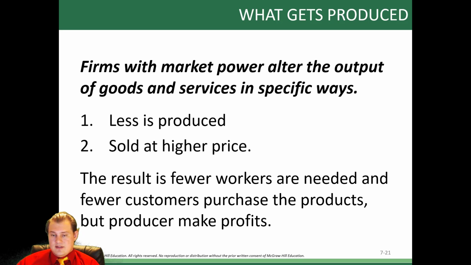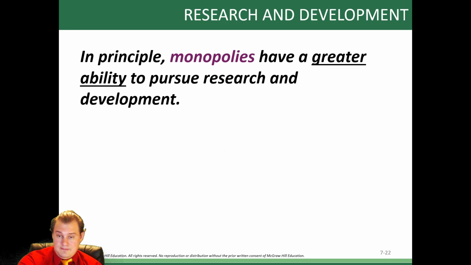For workers and for the actual sector, there's going to be less product produced. There's going to be fewer workers needed because they're not going to be using those workers to produce more product. Okay? But the producer overall does what? Makes more money. That's why they want market power.